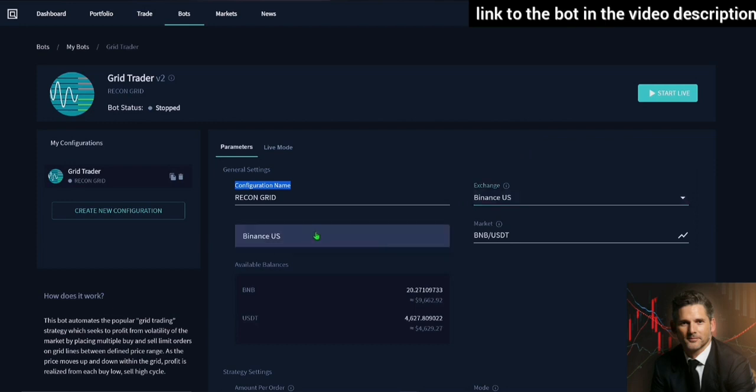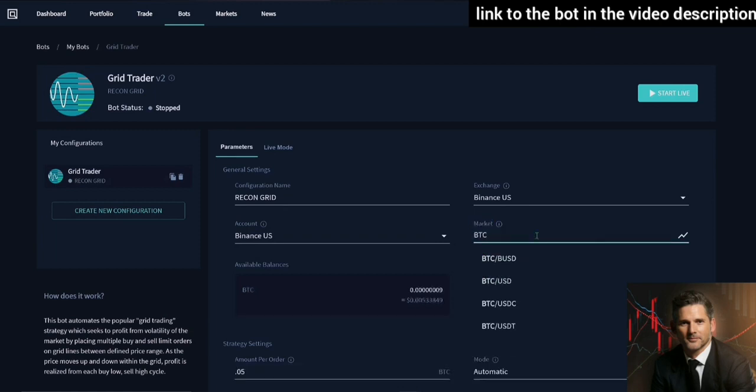And then the account would be the API keys tied to this actual Binance US account. So it's going to be Binance US as well. And next, you would select the market or the pair you want the bot to actually trade. And you could type in like BTC or ETH.